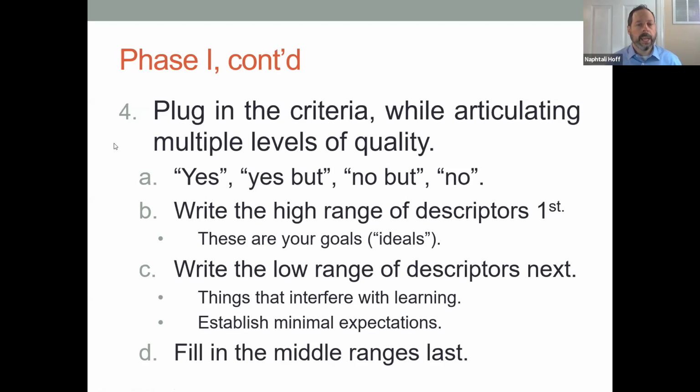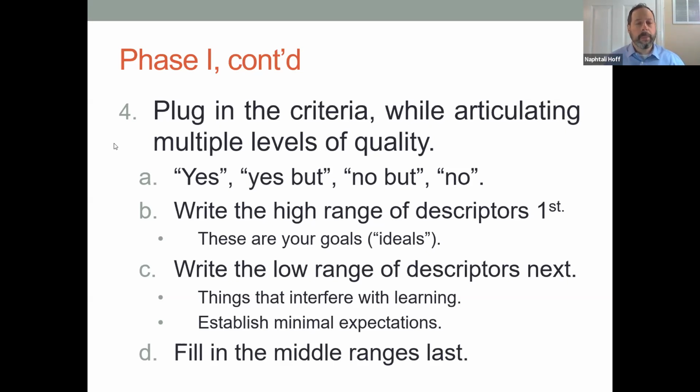Now I would ask you, but I'm also looking at the clock here, as you think about yes, yes but, no but, no. Those are actually your 4, 3, 2, 1 criteria. I hope that makes sense. Those are your 4 levels or gradients of quality. So yes means yes to the item. So for example, did the student provide 5 appropriate or verifiable sources in his or her research? The answer is yes.